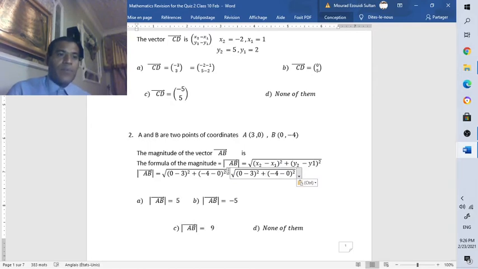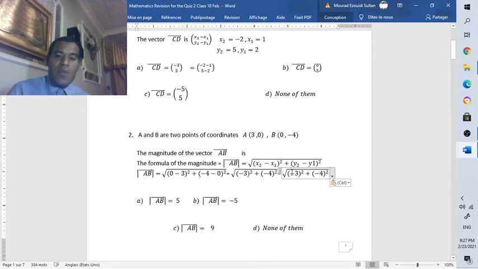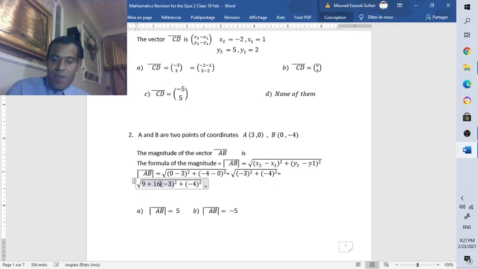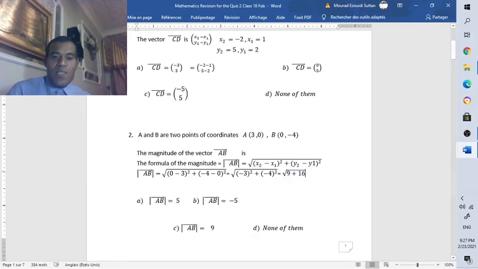Then it will be equal to 16. Then this one, my learners, is equal to 9. Negative 3 squared is 9, plus 16, my learners, because 9 plus 16 will be equal to the square root of 25, which is equal to 5 units.